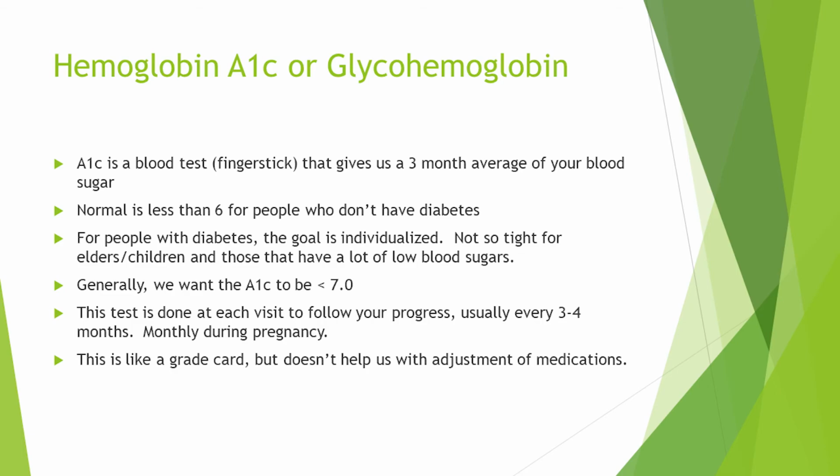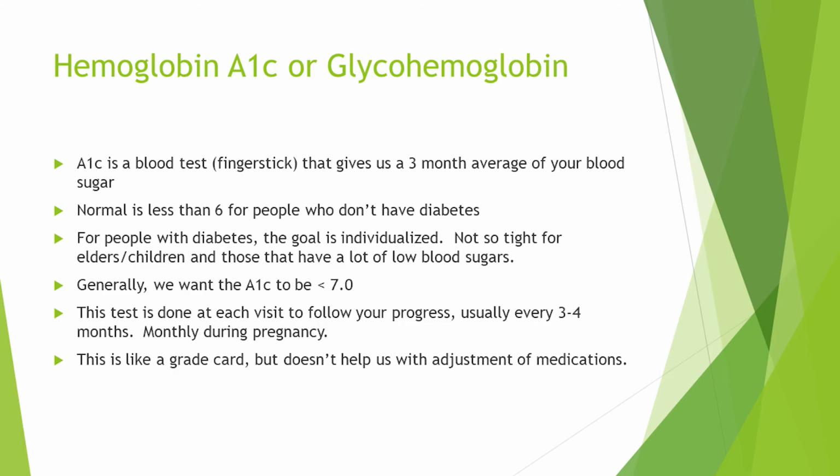If you don't have diabetes, your A1C is typically going to be less than 6. Now, the goal for people with diabetes is always individualized, not so tight or near normal for elders and children. But if you're in the prime of your life, we're going to do our best to get you under the best control possible and do it safely. That's the art of diabetes management. So we generally would like your A1C to be less than 7, providing we can do it safely.